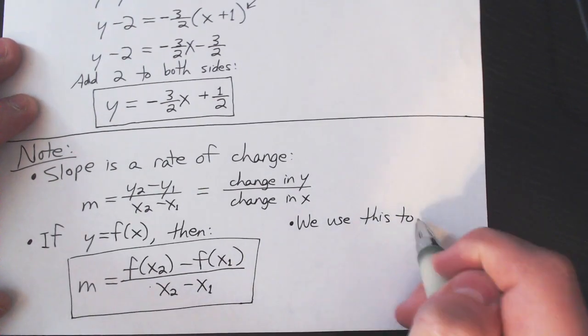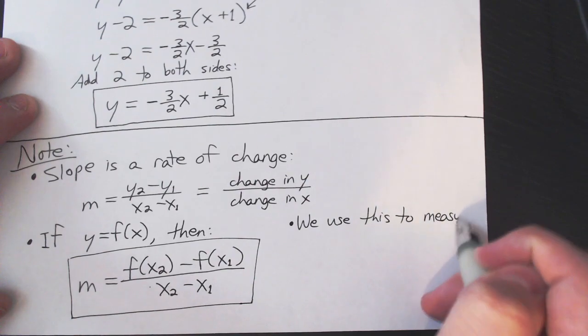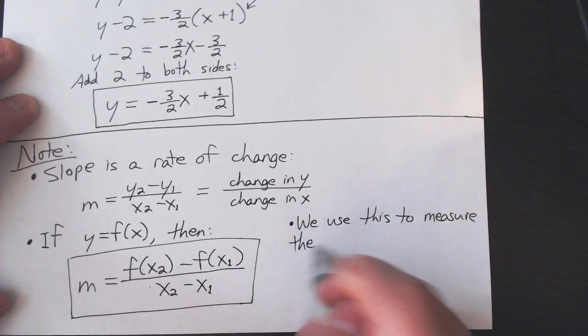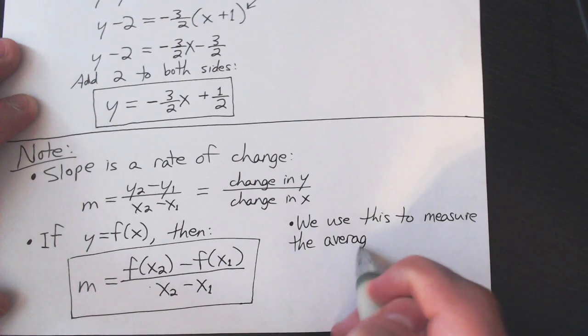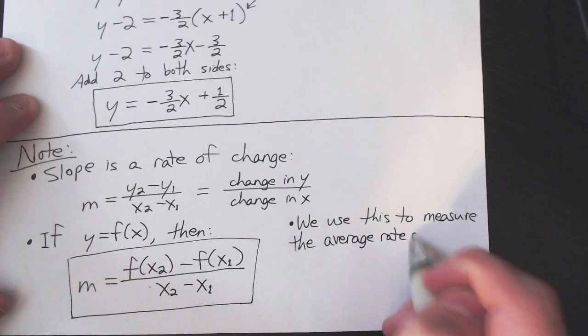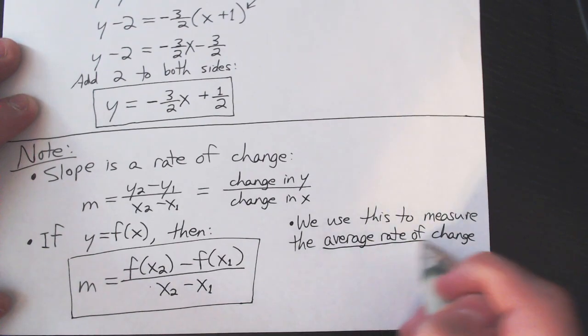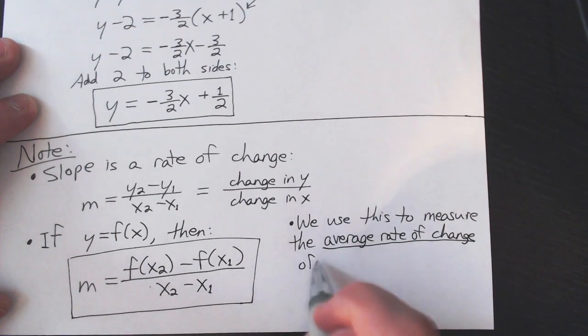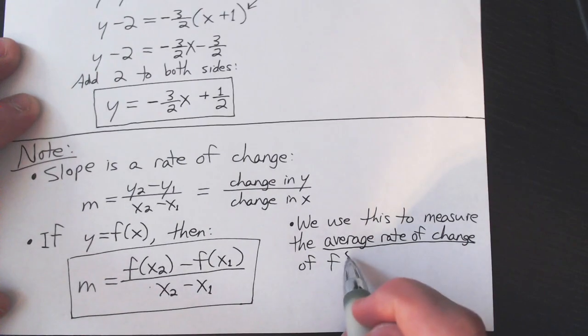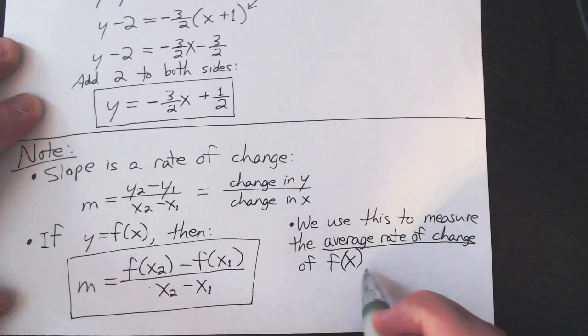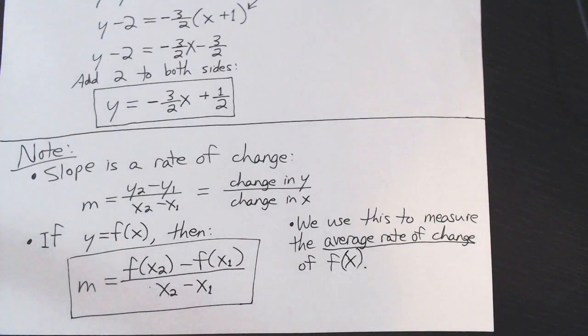And we use this to measure the average rate of change. I'm going to underline that. The average rate of change of f of x, of a function f of x. I'll show you an example.